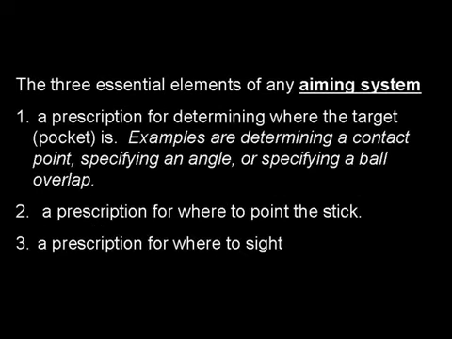This entire discussion, both parts, is limited to center ball hits on the cue ball, that is, hits along the vertical center of the cue ball. There's a lot of discussion about aiming systems, and I'm going to define an aiming system as having three essential elements. First is a prescription for where the target is, where the pocket is. Second is a prescription for where to point the stick line. And third is a prescription for where to sight, the sight line. If a so-called system is missing one or more of these essential elements, then it may be very valuable information, but it is not an aiming system.